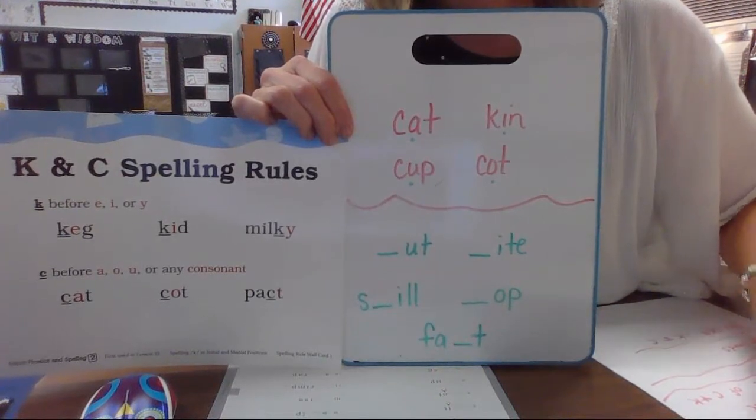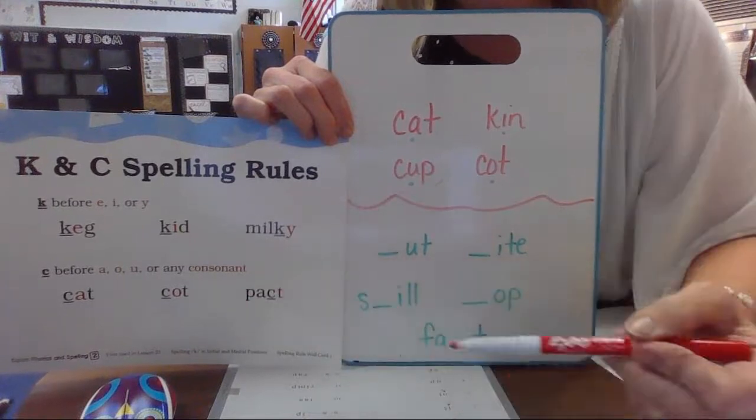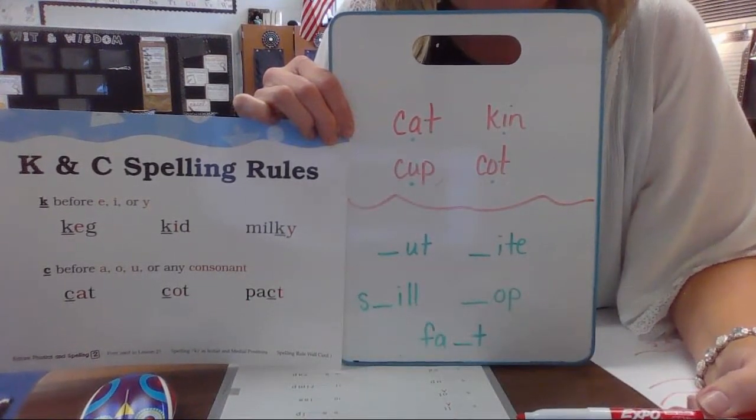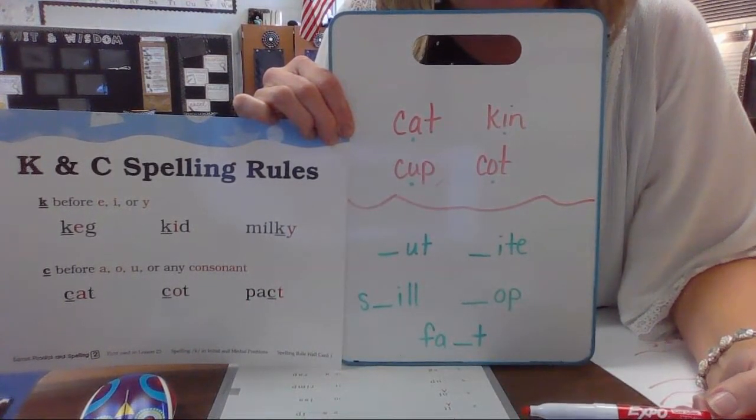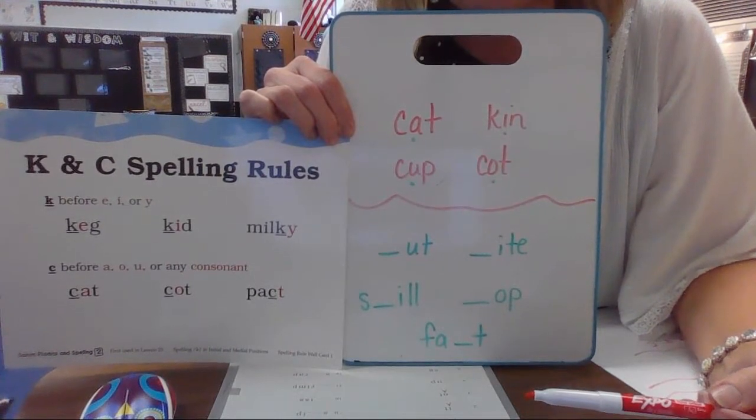Okay, I'm back. All right, here's our rule card over here to the side. If you'll notice, it's telling you the K comes before E, I, or Y. And the C comes before A, O, U, or any consonant. So let's look at the first one.